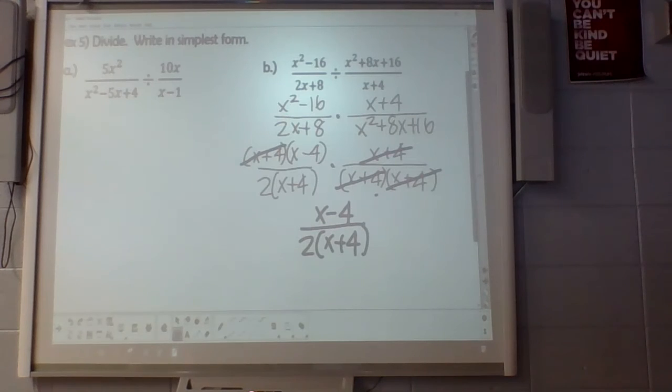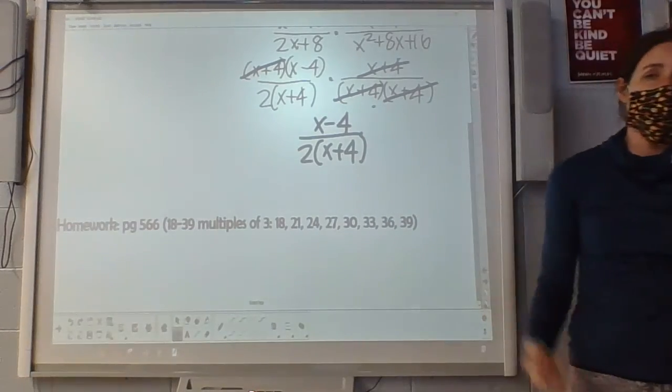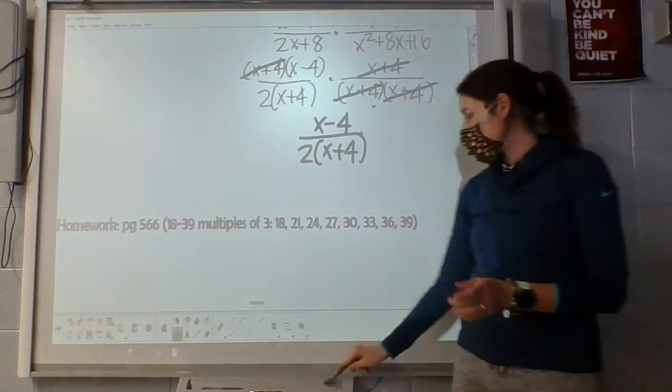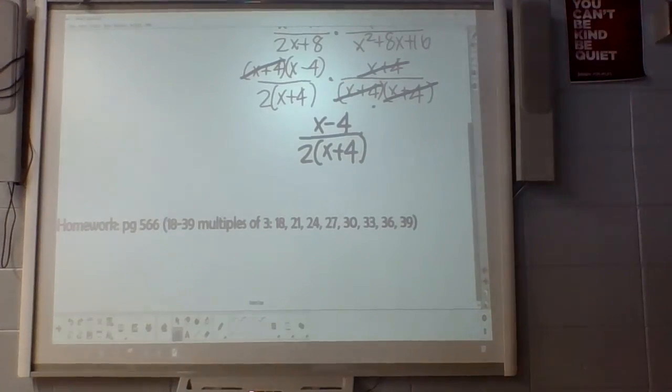Okay. So the homework is listed here for you guys. I have multiples of 3, so I just listed what the multiples of 3 were. It just gives you a good variety of questions without doing odds, which is more questions.